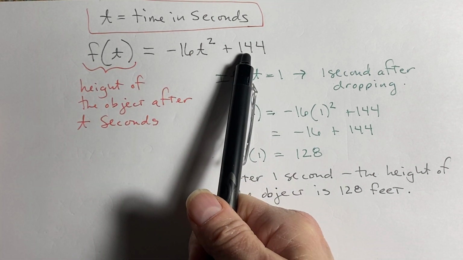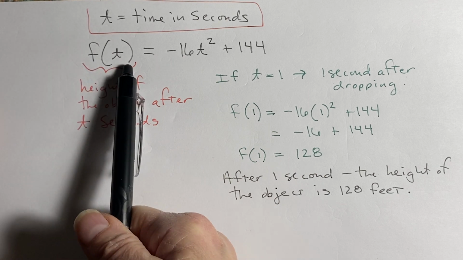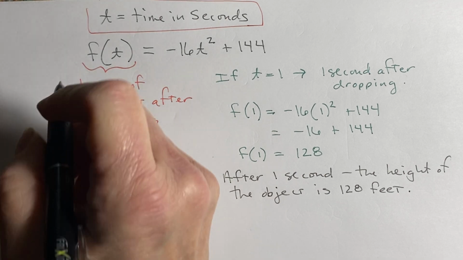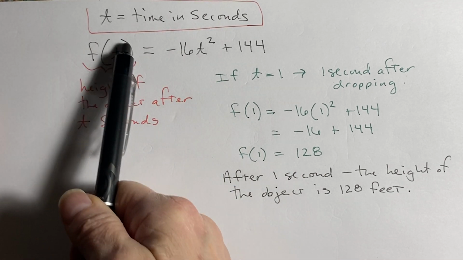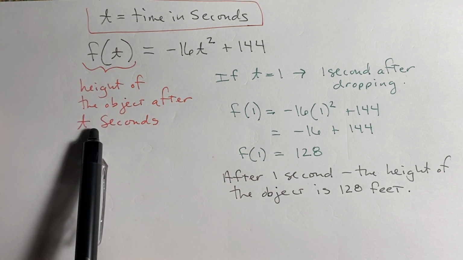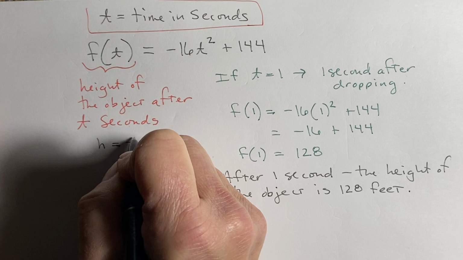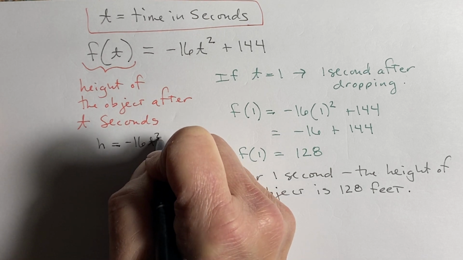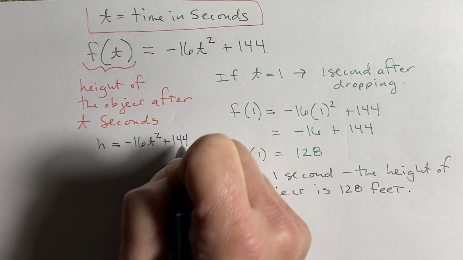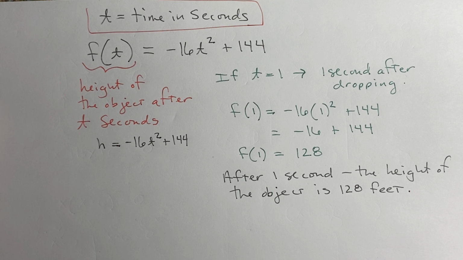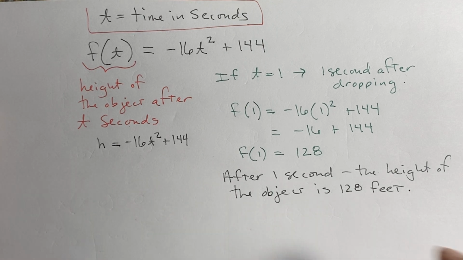This is the function that defines the height. F of T is the height, right? Remember, that's just another way of writing Y or H, right? I could have written H for height equals negative 16 T squared plus 144. Okay. So I can ask the question. Here's my question.